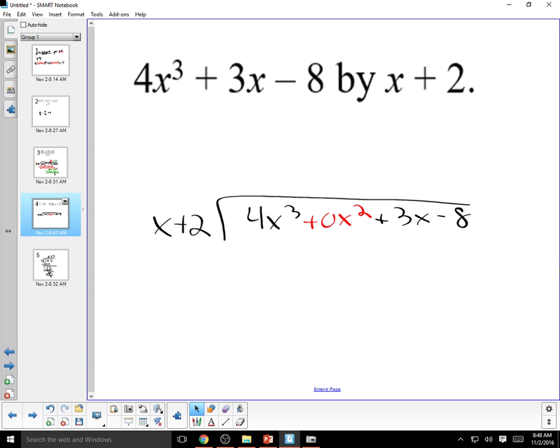So what's next? Multiply this by the first one, multiply the second one. Negative 8x squared, negative 16x minus 8. Oh, 0. 3 minus 9. Negative 13.